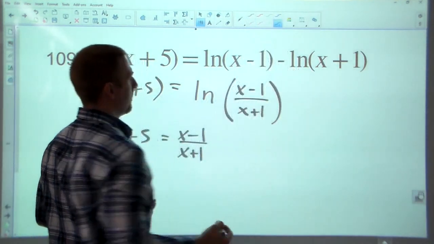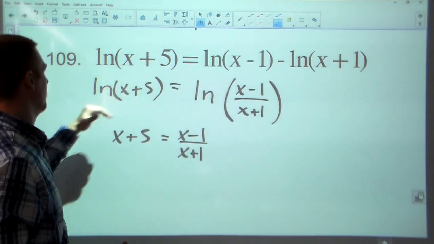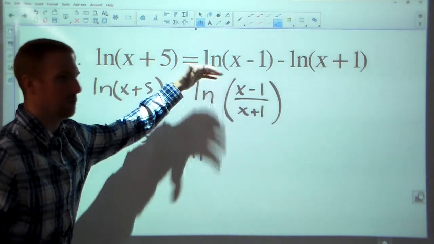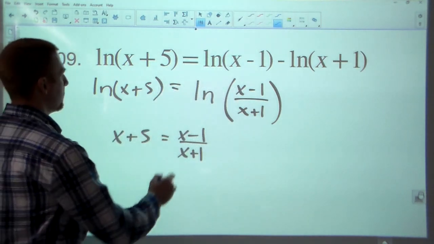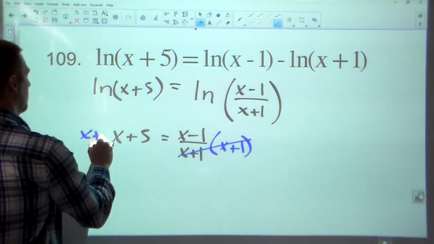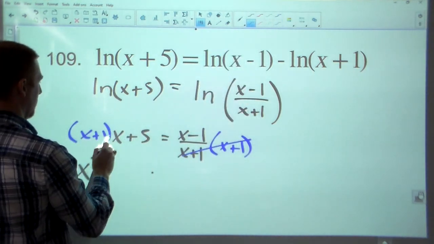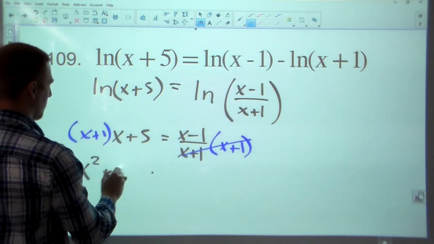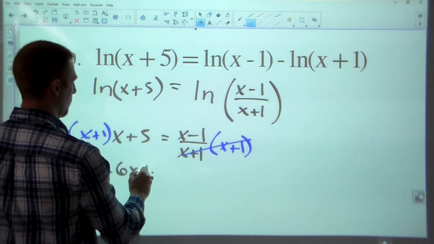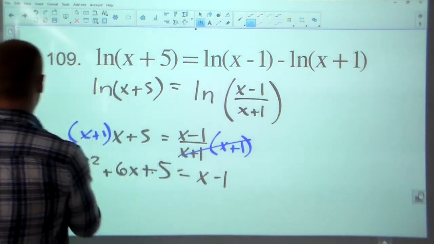Because whatever you do to both, as long as you do it to both sides, you can actually make this a power, and you could say 2 to that power as long as you do it on both sides. That's okay. So x plus 1, we'll multiply by that, so it goes away over here. And what that means on this left side is that we get x squared plus x plus 5x and plus 6x, and then plus 5, sorry. And then we're left with x minus 1 on this side.